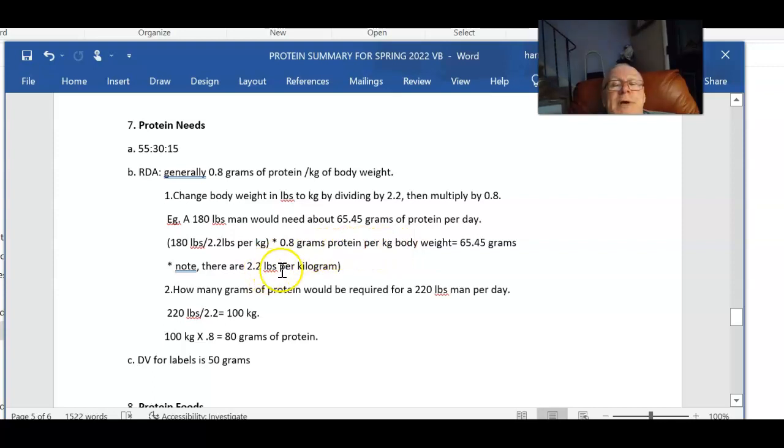Note there's 2.2 pounds per kilogram; that's the factor that we're using. Every kilogram is 2.2 pounds. And then I think here's another example here.